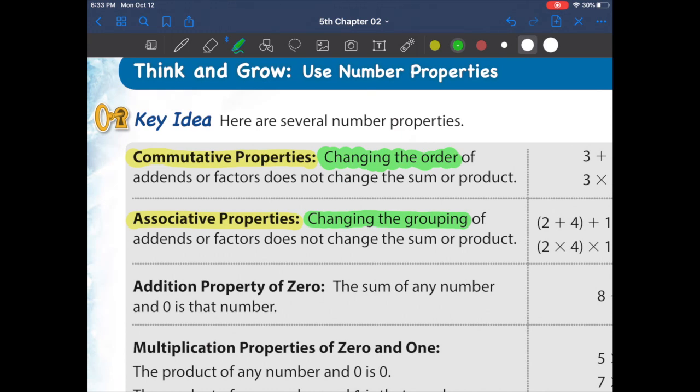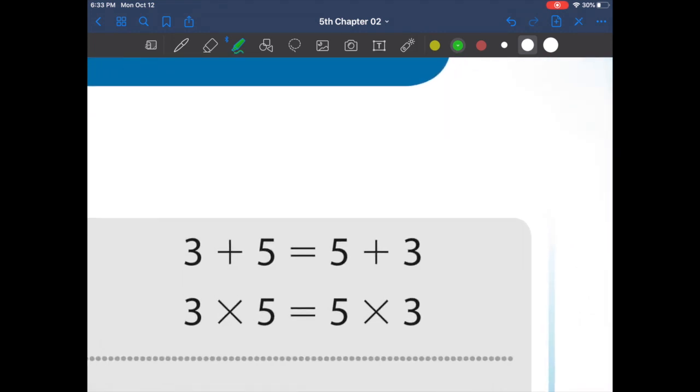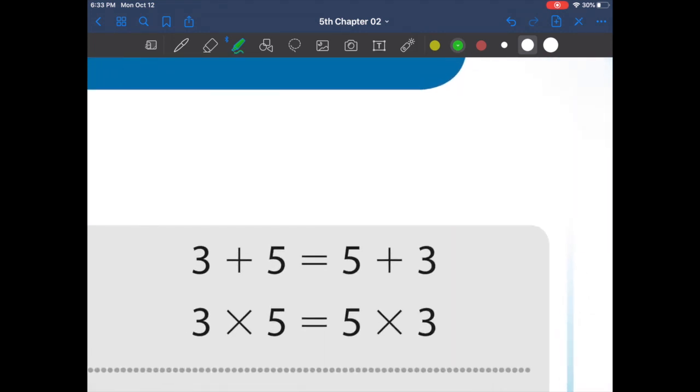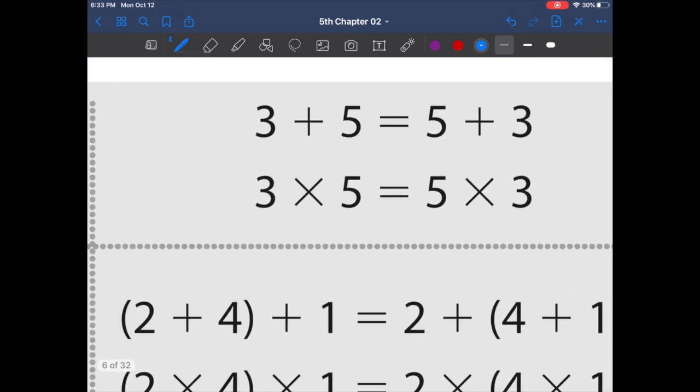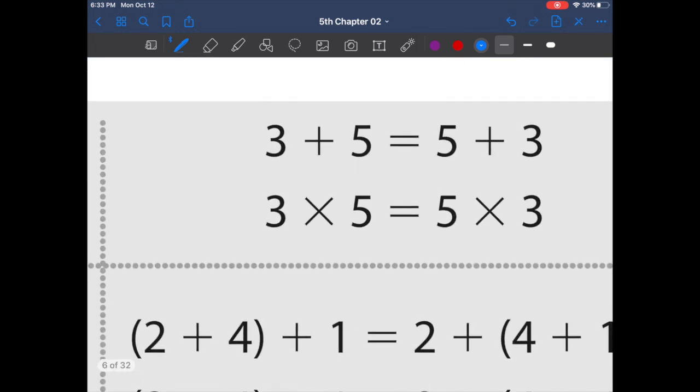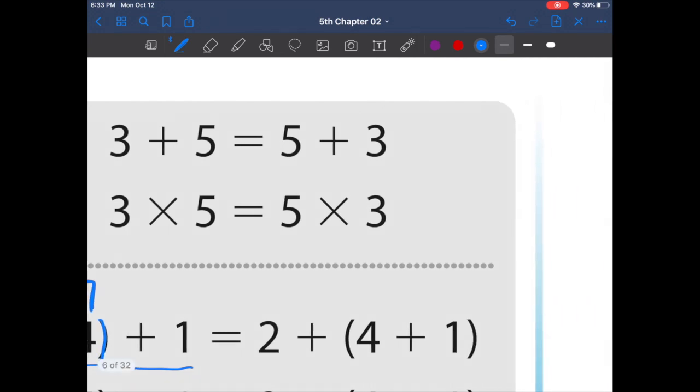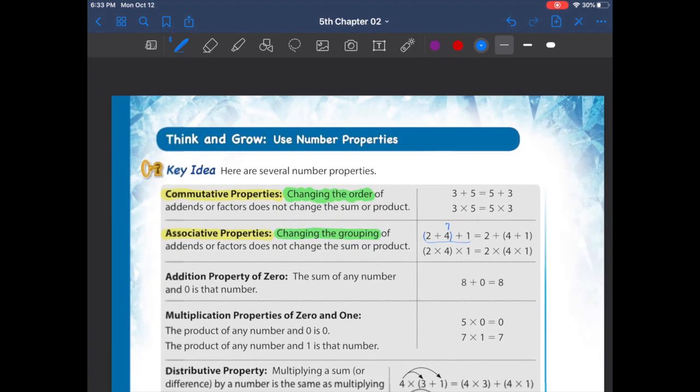Also, it doesn't change the sum either, okay? So let me explain that. So before we changed, we could reverse the numbers. We can put 3 or 5 first, and it didn't change anything. Same thing over here. So if we have 2 plus 4 plus 1, right? 2 plus 4 is 6, and 6 plus 1 is 7, right? And PEMDAS, or parentheses, tells us to do that first, right? So here's a parenthesis. 2 plus 4 gives you 6, and 6 plus 1 gives us 7.